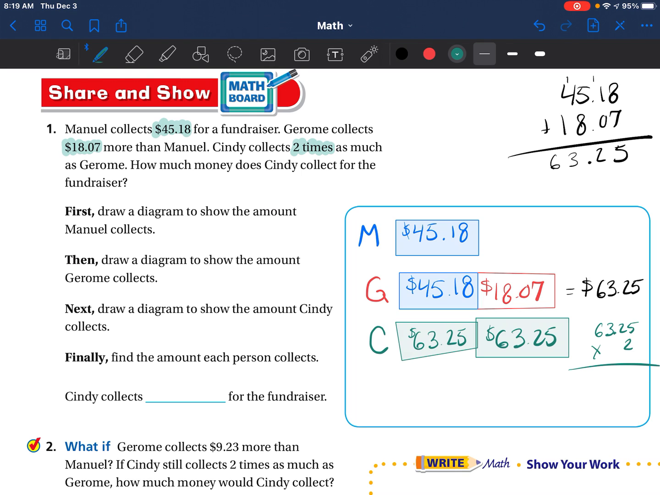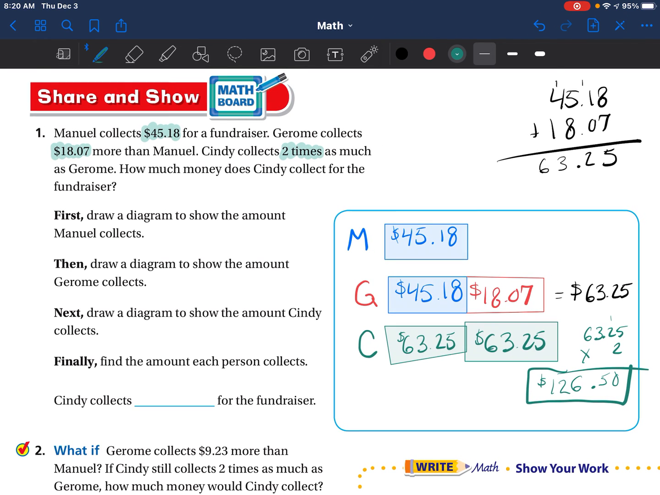So 2 times 5 is 10. 2 times 2 is 4, plus 1 is 5. 2 times 3 is 6, and 2 times 6 is 12. So Cindy would have a total of $126.50 for the fundraiser.